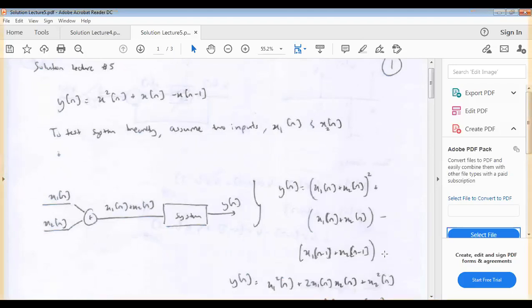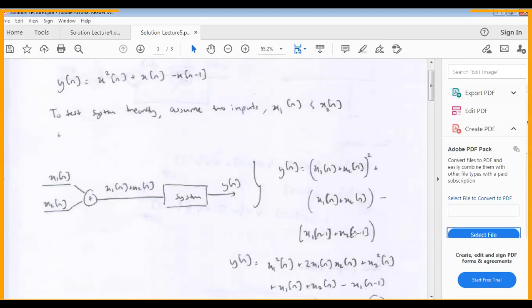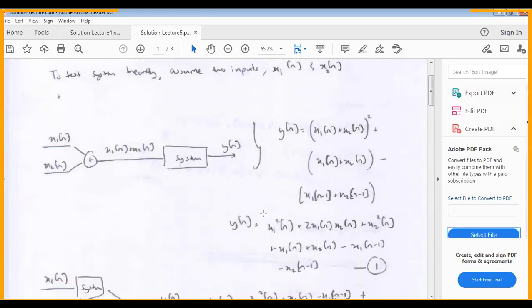What I did here, I just want to repeat again, is that I substituted each xn of these terms by x1n plus x2n. So we have these terms, and we end up with this equation of yn, the first output. Please work out the yn. Supposedly you will have this yn value for the first case.